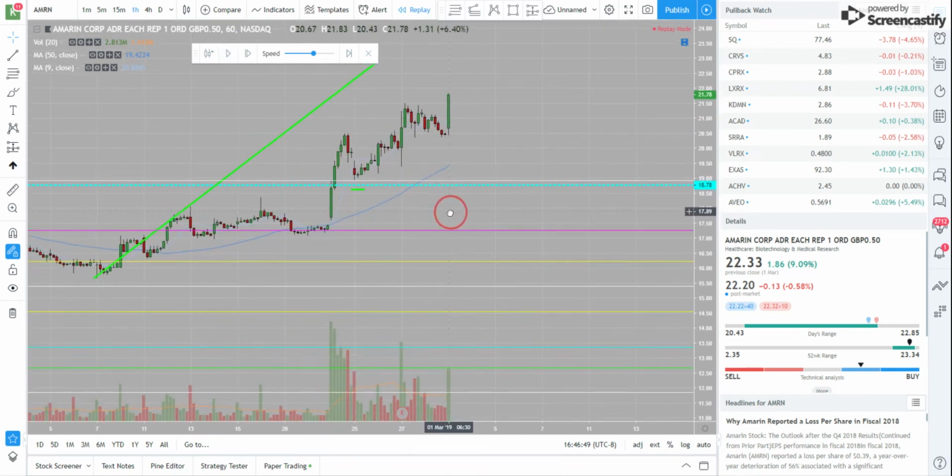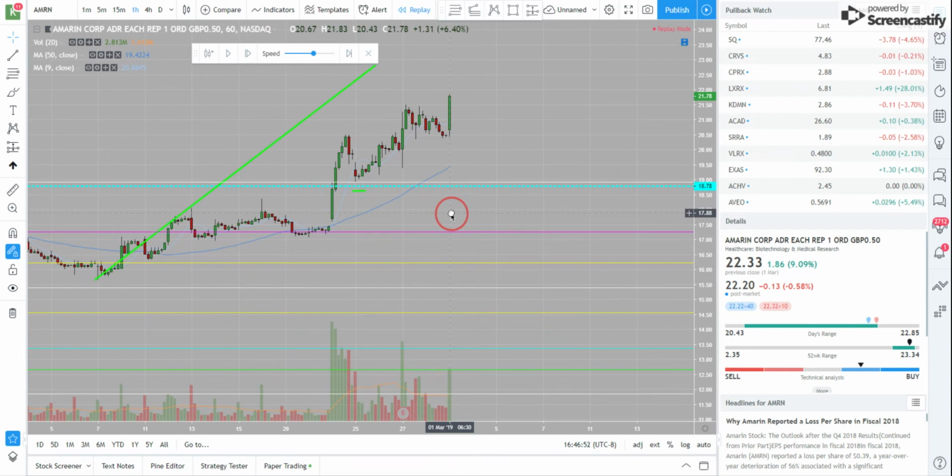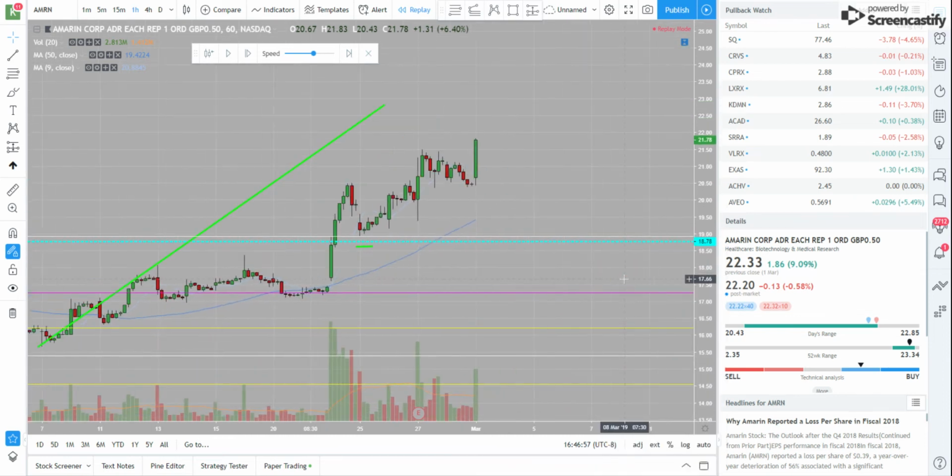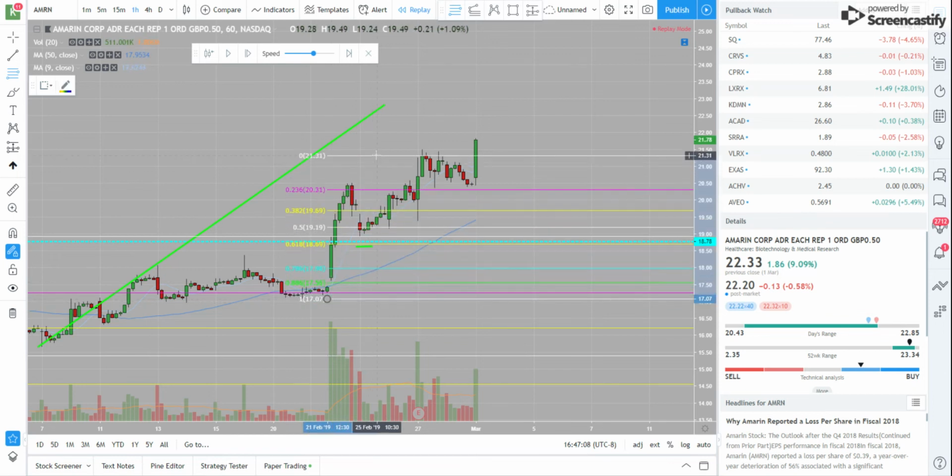Now, the market also moves in what's called fractals. And all that a fractal is, is a move within a move. We just talked about the AB equals CD pattern. Here's another one right here. If I measure this one out right here, and I'm actually going to measure that from here.